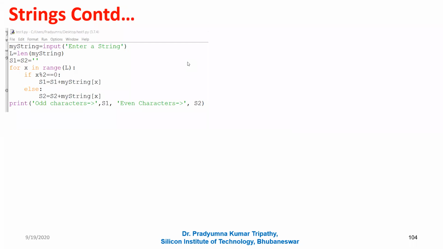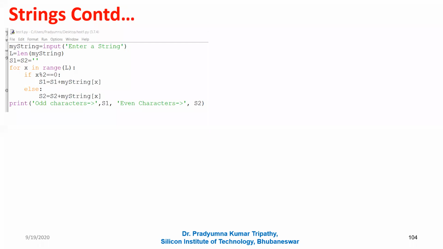Now look into this code and say what will be the output of this code. I input a string. I found the length of the string. Initially S1 equals S2 equals space, so nothing is there in S1 and S2. X is in range of L. What is L? L is the length of the string. So X will be from 0, 1, 2 up to L minus 1. It will go up to that.